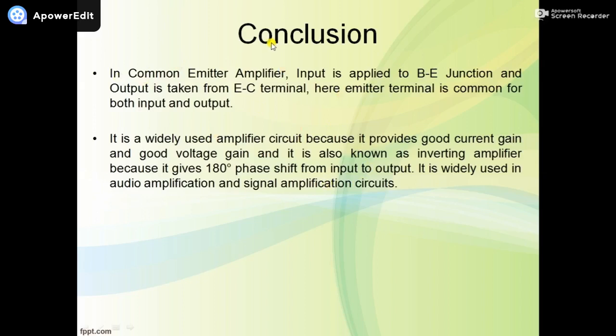So now the conclusion of this experiment is, we can say that in the common emitter amplifier, the input is applied to the base emitter junction and output is taken from the emitter to collector terminal. Here the emitter terminal is common for both input and output. That's why it is called a common emitter configuration transistor.